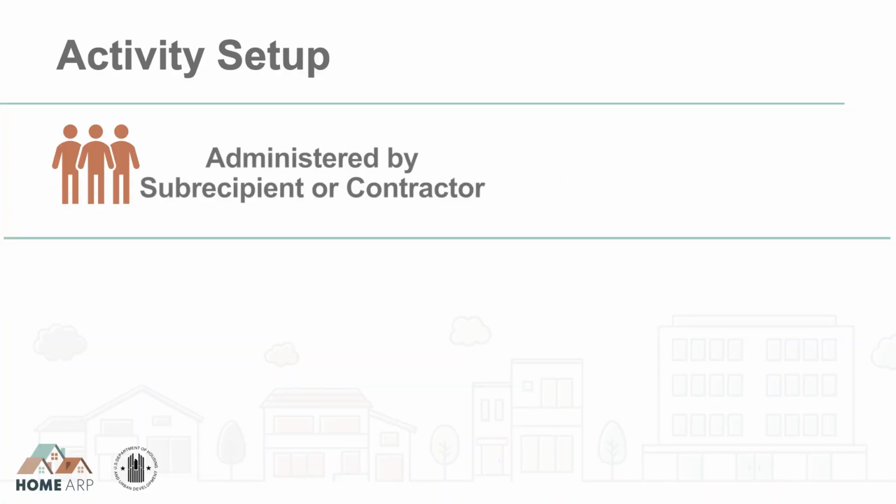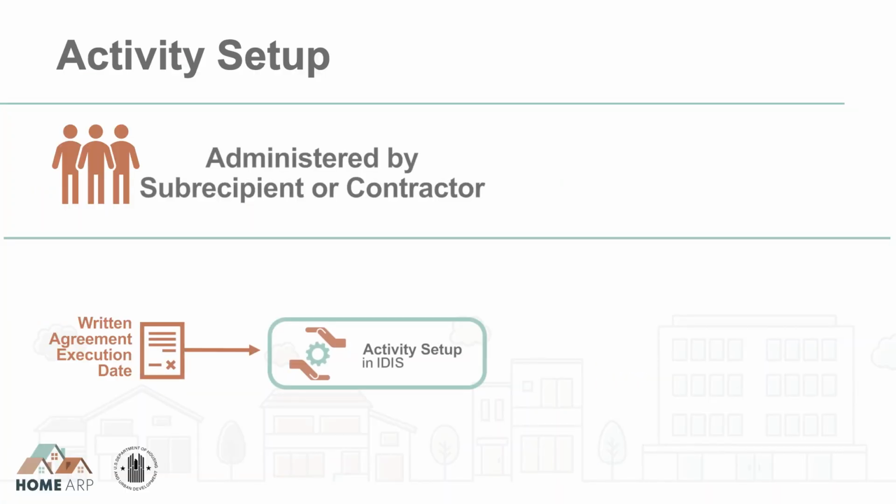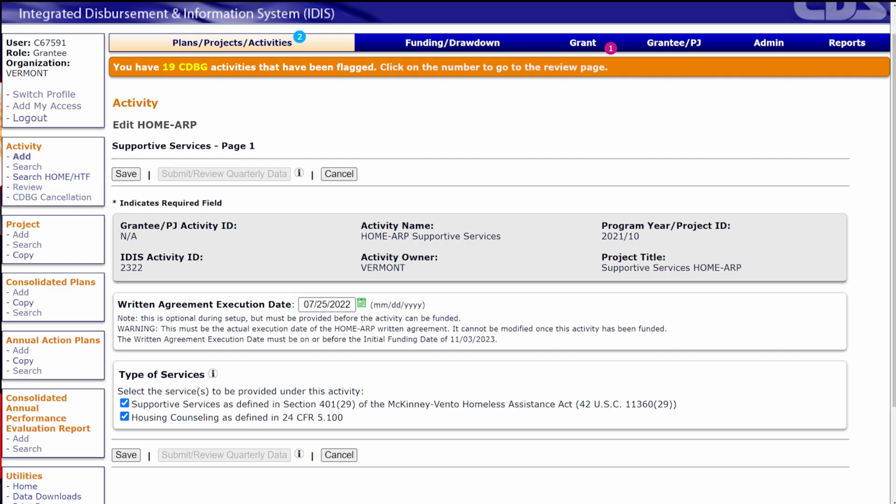In our second example, a subrecipient will be administering a supportive services program on behalf of the PJ. The process will follow the same steps we just demonstrated. However, the execution date of the written agreement between the PJ and the subrecipient should be entered as the written agreement execution date in place of today's date.